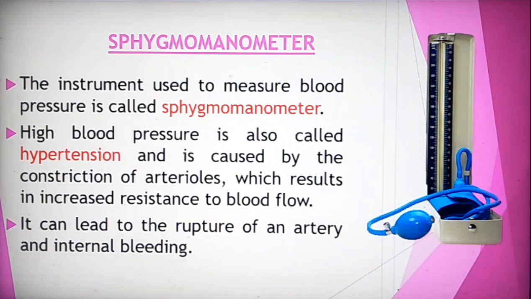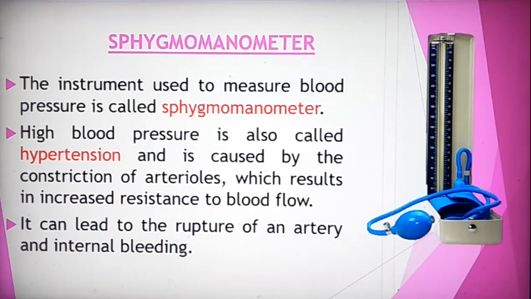If the pressure increases, as I told you, 120/80 is the normal rate. If it increases more, maybe sometimes 140, 150, etc., then we can call that as what? High BP, or otherwise it is called hypertension, and is caused by the constriction of arterioles. These smallest arteries, know what will happen? They start to constrict, which results in increased resistance.